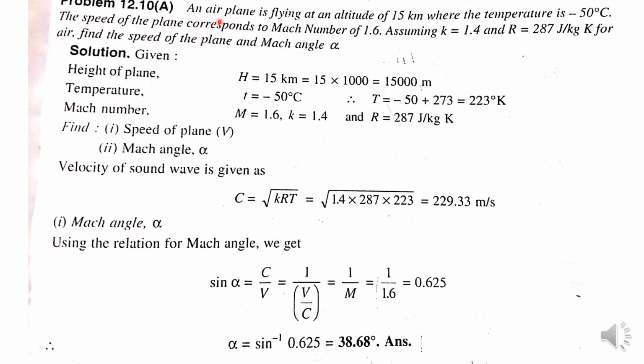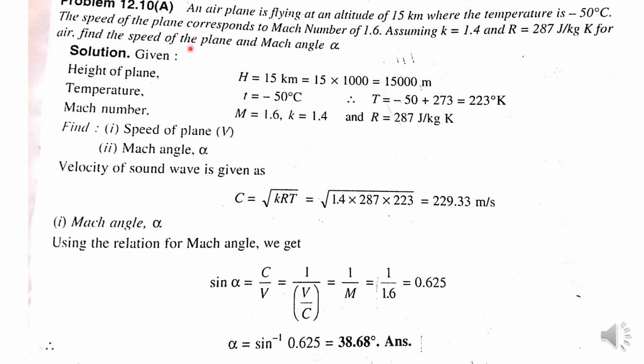An airplane is flying at an altitude of 15 kilometer where the temperature is minus 50 degrees centigrade. The speed of the plane corresponds to Mach number of 1.6. Assuming k equal to 1.4, R equal to 287 joules per kg Kelvin for air, find the speed of the plane and the Mach angle alpha.